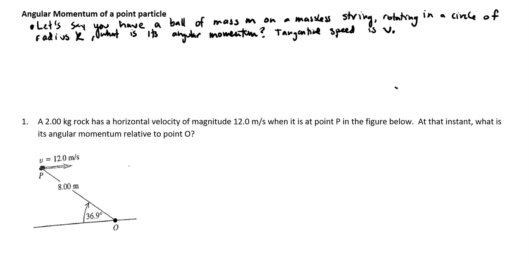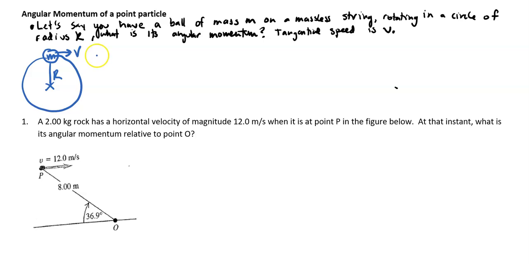So right now we're going to go ahead and talk about how to find the angular momentum of a point particle. So let's say you have a ball of mass m on a massless string. I'm going to go ahead and draw that. So we have a ball of mass m on a massless string rotating in a circle of radius r. What is its angular momentum? The tangential speed is v of this object as it's rotating.